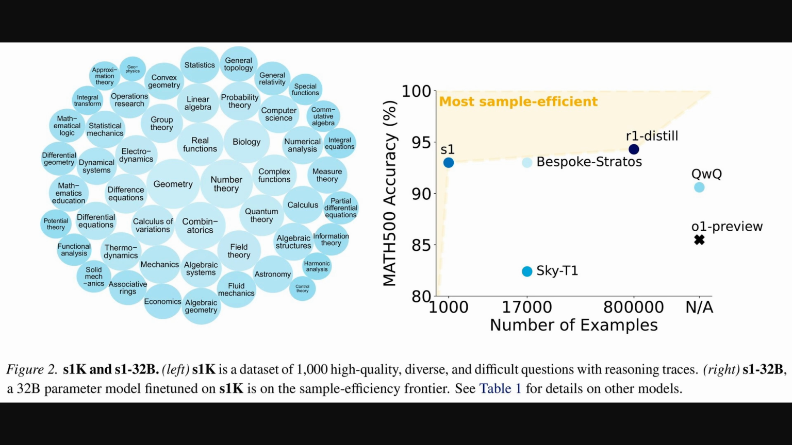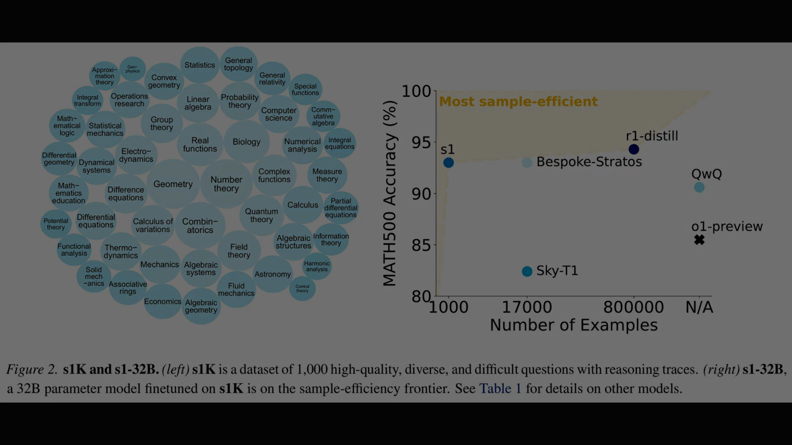And the right side of this figure really shows the power of this approach, illustrating the s1-32B model's sample efficiency. Basically, how well it learns from relatively few examples. It's achieving high accuracy with just those 1,000 s1K samples.